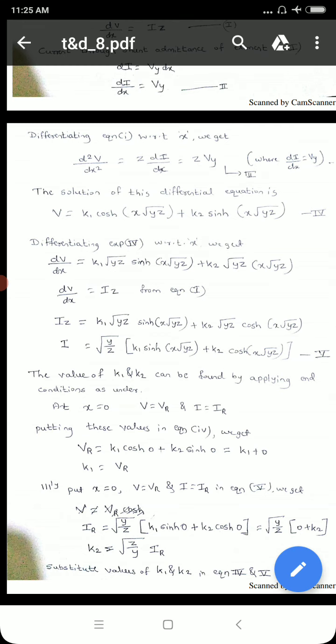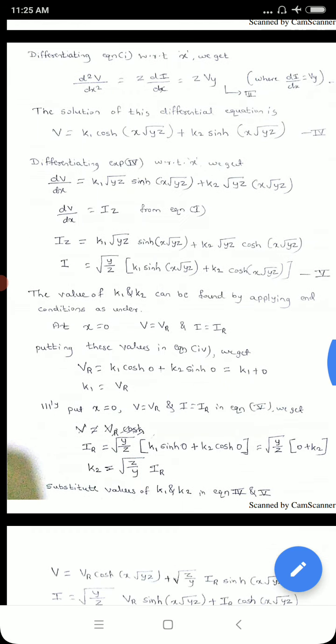Now here k1 will become 0 because sinh 0 is 0, k2 into cosh of 0, cosh 0 is 1, and k2 as it is. So we will get k2 is equal to square root of z by y into IR. Substituting k1 and k2 in equations 4 and 5, we will get V is equal to VR cosh of x into square root of yz plus square root of z by y into IR sinh of x into square root yz. Same thing, I is equal to square root of y by z VR sinh of x into square root of yz plus IR into cosh of x into square root of yz.